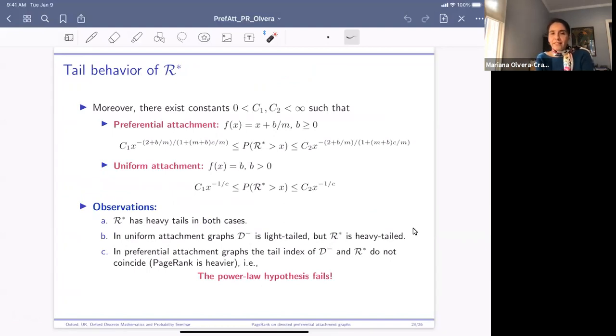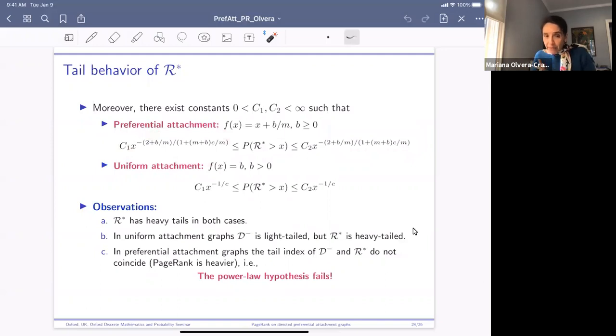So let's go to the last part and sort of the best part of the story, which is those tails of PageRank. In the preferential attachment graph, we have a scale-free graph. So you expect PageRank to be scale-free, and indeed it is. The indices are the same. There are complicated functions of the parameters of my graph, but they are scale-free, right? These are power laws of an index given by this big quantity up here.